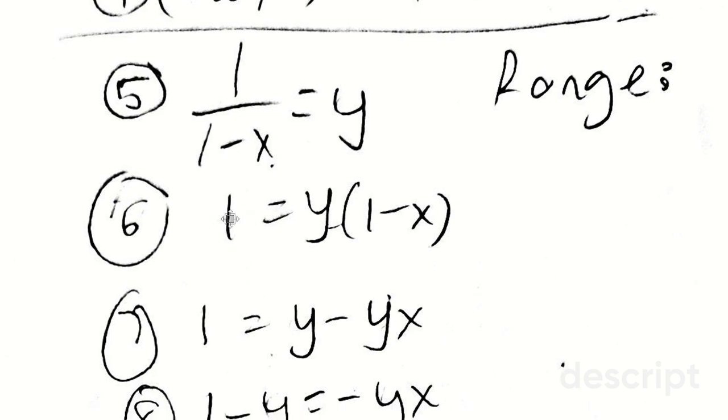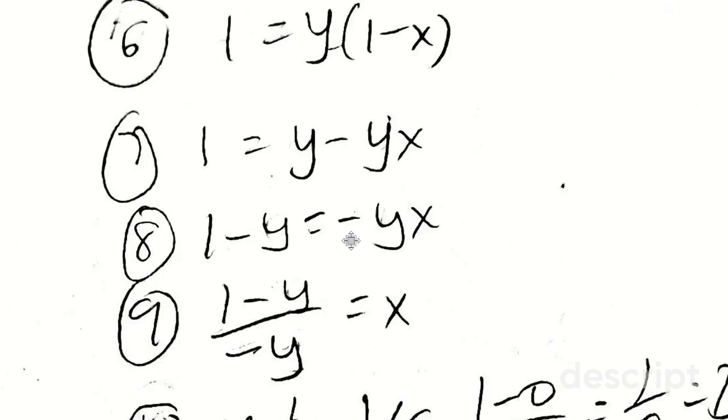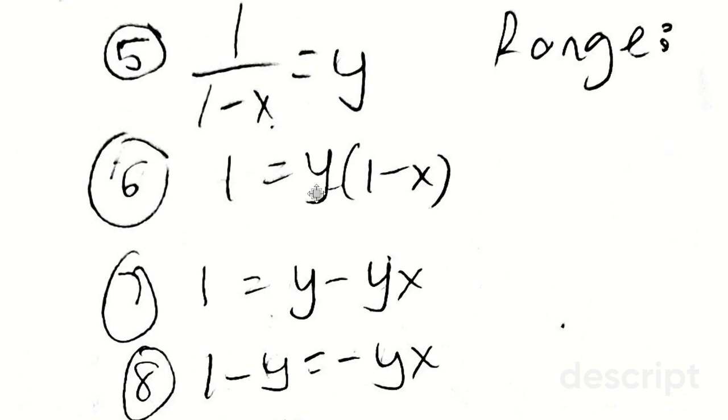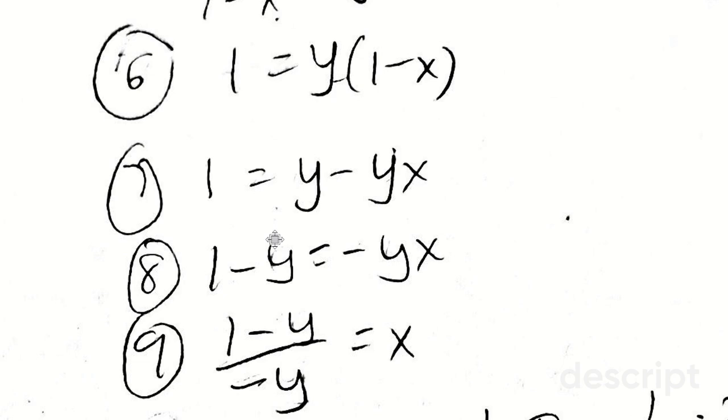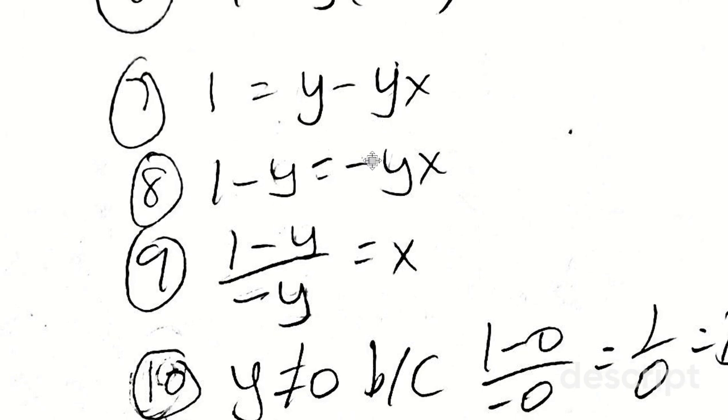So I'm going to say y equals y times 1 minus x. That's cross multiplication at step 6. That's step 7, distribute from step 6. So y minus yx at step 8 here. You're going to have, so subtract the y. So 1 minus y equals negative yx. All right, and then here you're going to have dividing by negative y, 1 minus y over negative y.